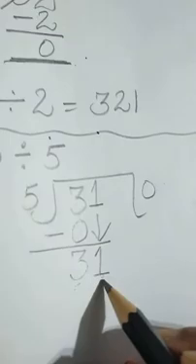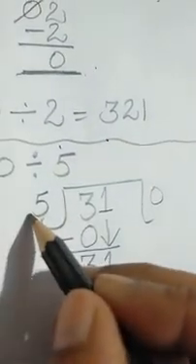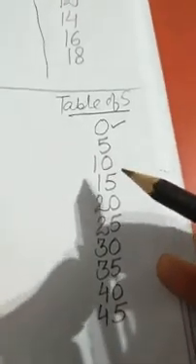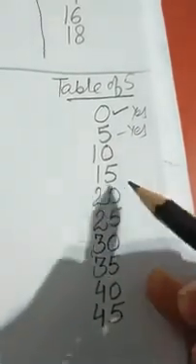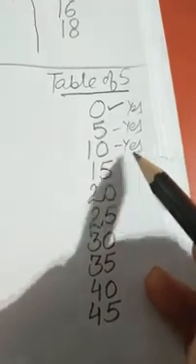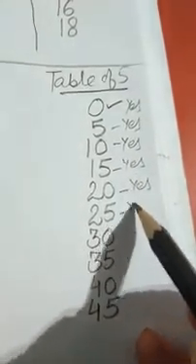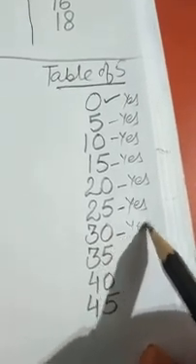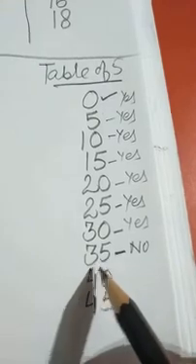Now here is 1. It has become 31. Now in the table of 5 we will see 31. Yes, here you can see under 31 we can also write 0. 5 can also be written, because we have to write a number smaller than 31 under it. This is also smaller than 31, but under 31 we cannot write this.